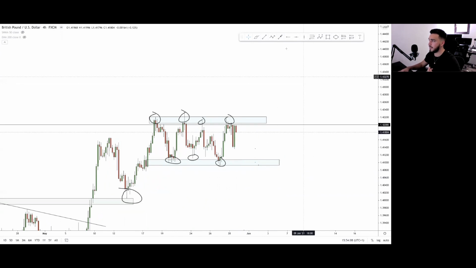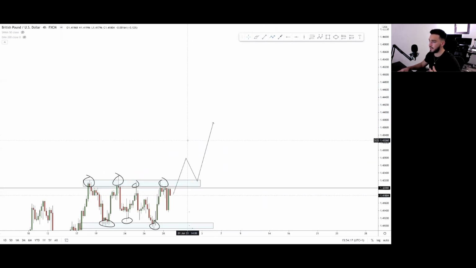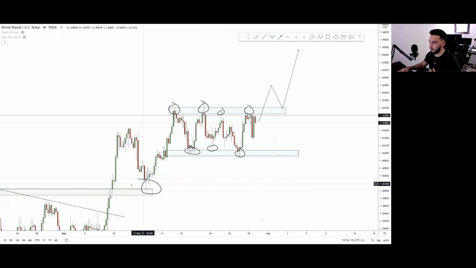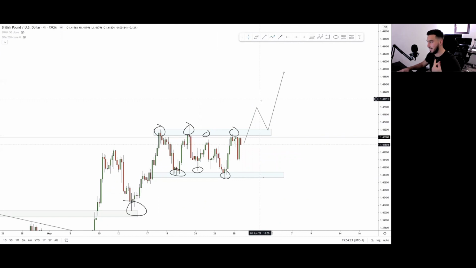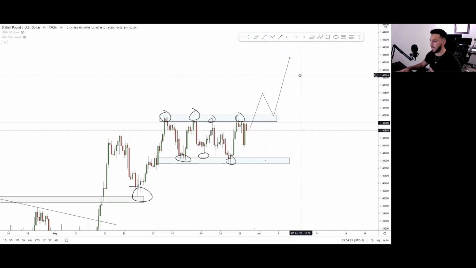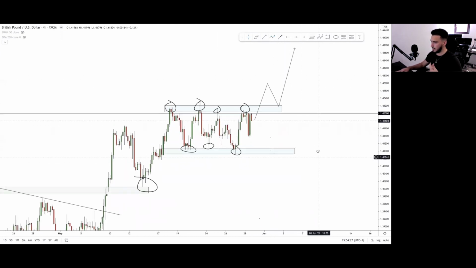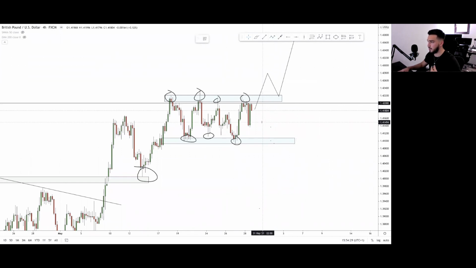We can either see buyers take control, where we see a break above this level, and then we can look for a retest of the resistance again to move to the upside. Very similar to what happened here, where we broke to the upside and pulled back. That's what we're looking for here: a breakout, and then a retest to continue to the upside. For sells, it's just the opposite. We're looking for a potential break to the downside, and then we can look to trade lower. So either could happen.